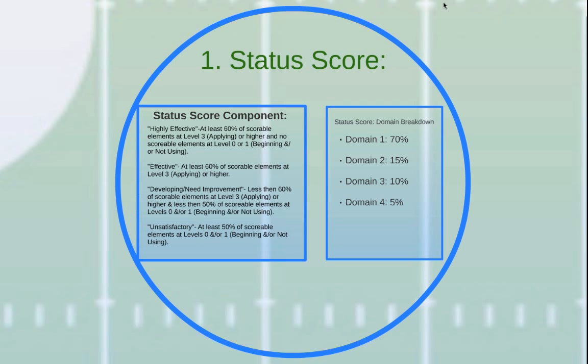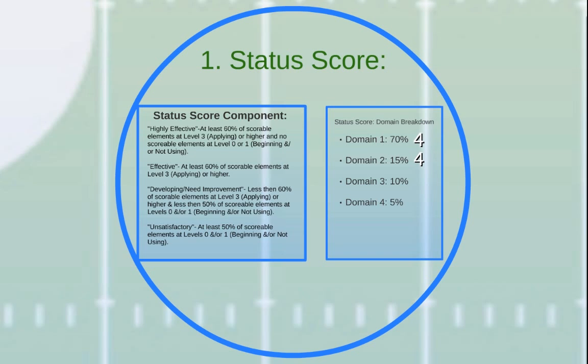For example, in Domain 1, I had 75% of scoreable elements at level 3 or higher and no level 1 or 2s. I would receive a score of 4, highly effective for Domain 1. In Domain 2, I had 65% of scoreable elements at level 3 or higher and no level 1s or 2s. I would receive a score of 4, highly effective for Domain 2.